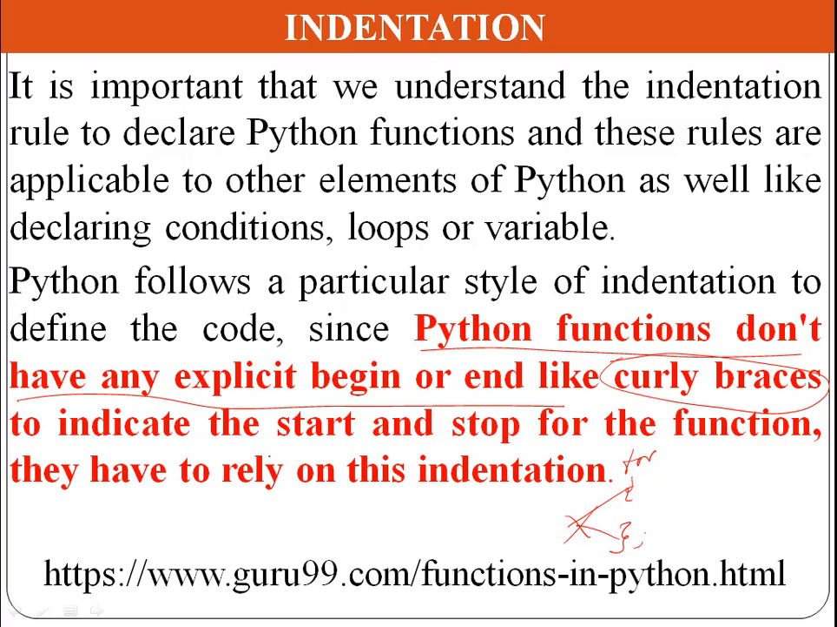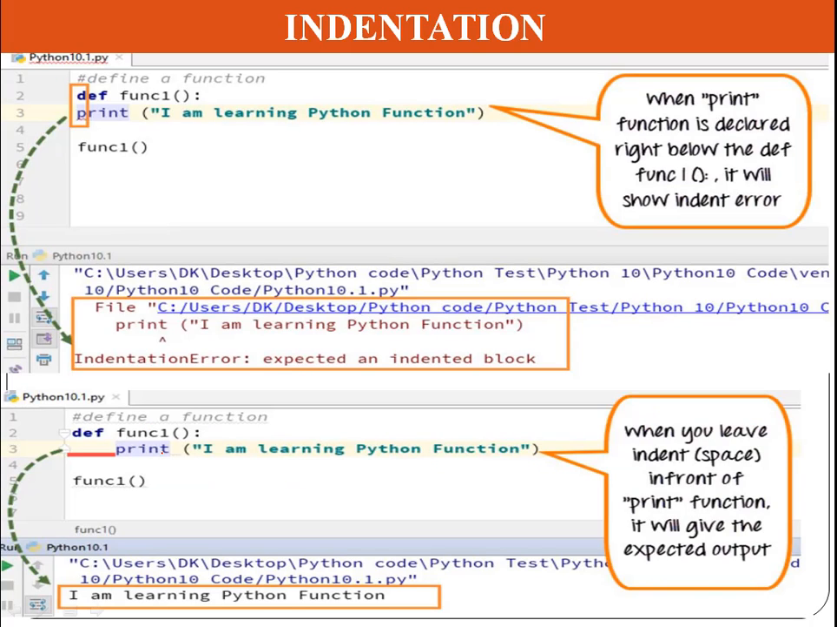So let's see here. We are defining one function, def function1, with no parameters and a colon, and then we have a print statement.